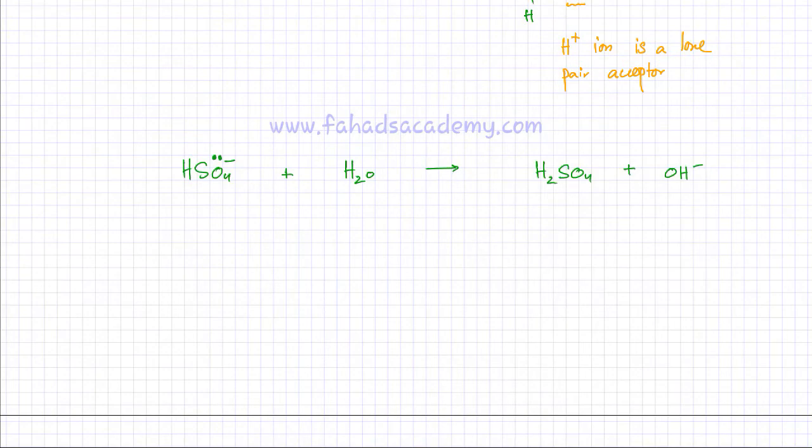Here is another reaction to show what a Lewis acid is. If you look at the molecule of HSO4-, there's a lone pair of electrons on the oxygen atom, which are non-bonding electrons, and H+ from water gets attracted to these lone pairs, and it goes and bonds with those lone pairs. So H2SO4 is formed.